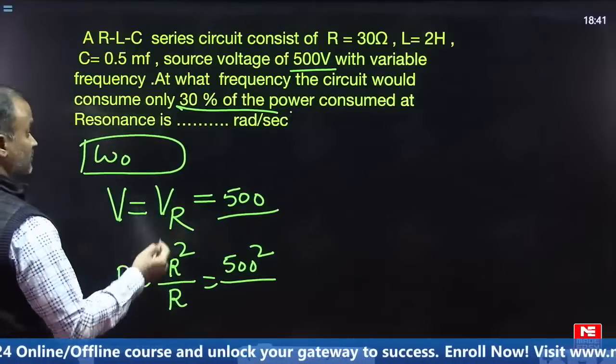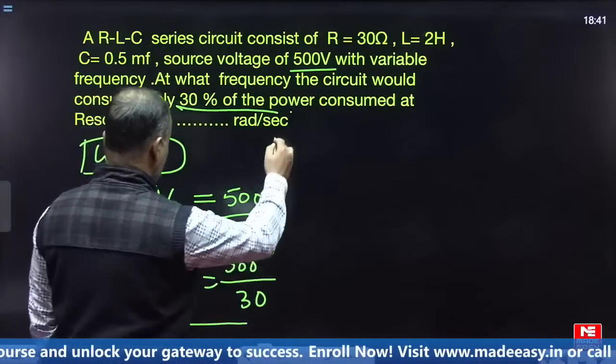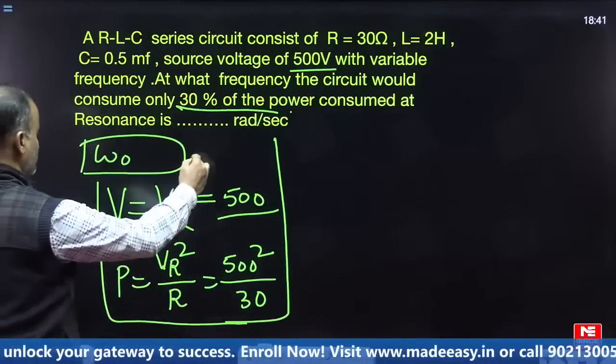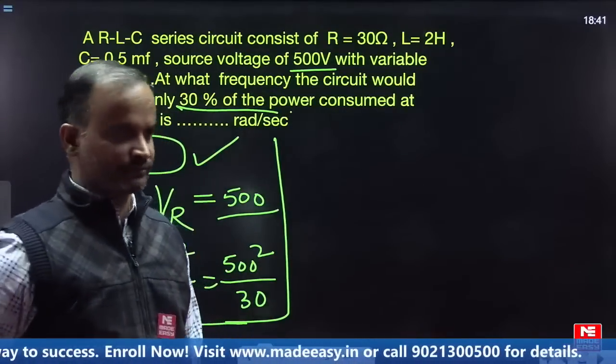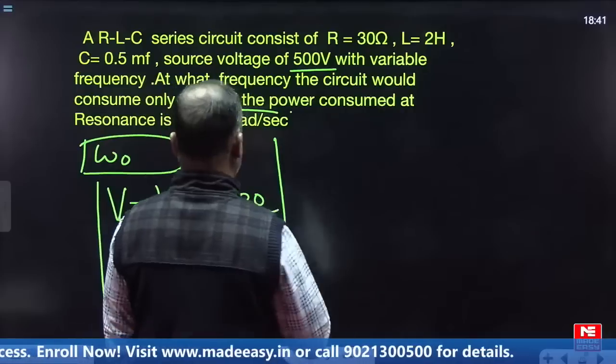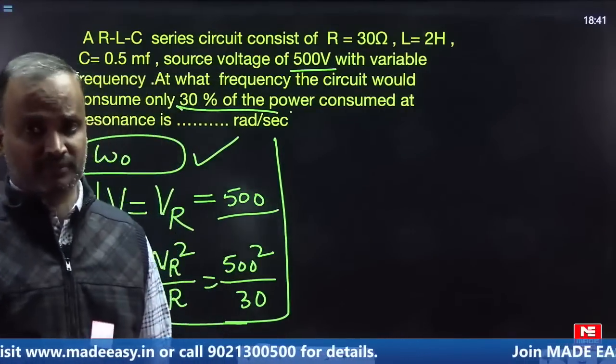Now in the question the resistance value is given, the resistance value is 300. Now this is the power consumption at what condition? At resonance condition, omega naught. In the question, what is the statement given? We have to find the frequency such that the power consumption is 30% of this.